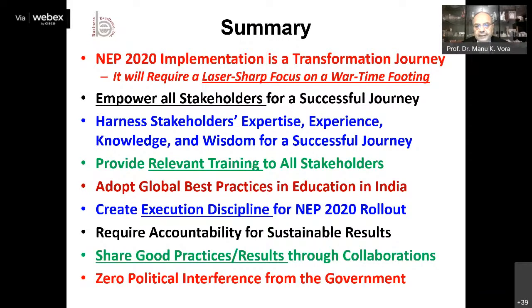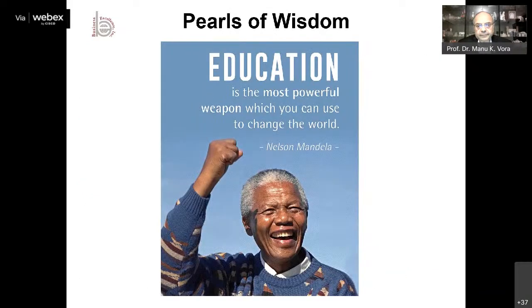Because as we know in India, we have a tendency to have a lot of debate and discussion, but when the time comes for action, the ground is open because nobody is there to take any action. Everybody has shifted to the next big debate. We require accountability for sustainable results, and we need to learn to share good practices and results through collaboration so everybody benefits. And there should be zero political interference from the government.